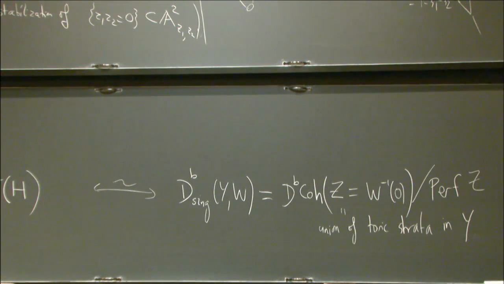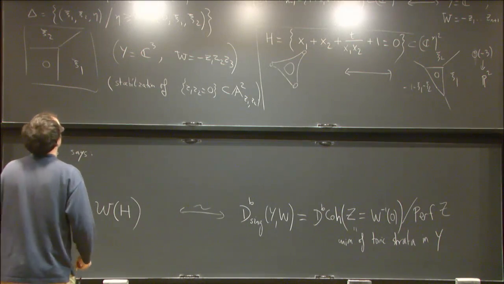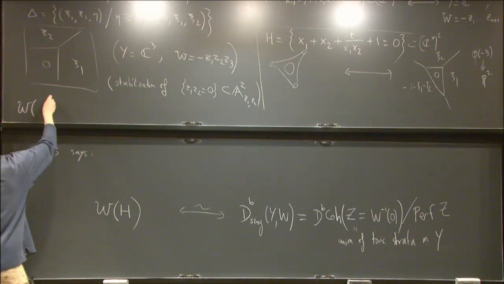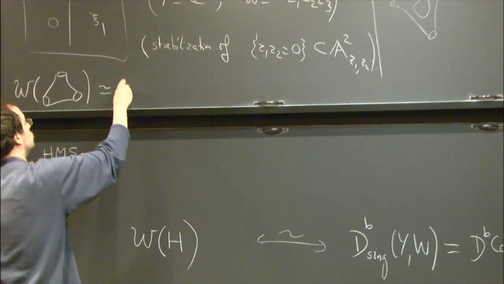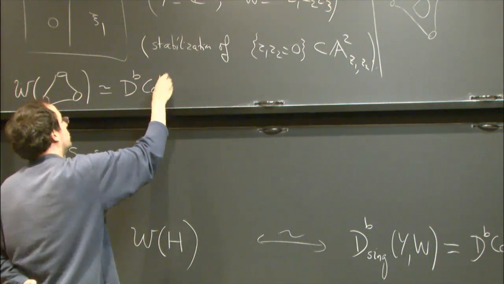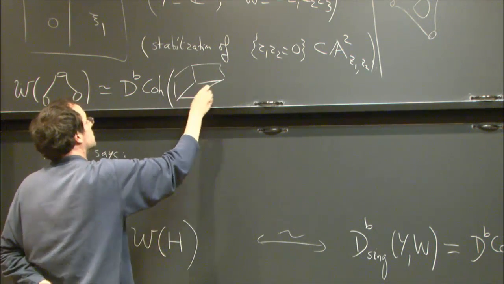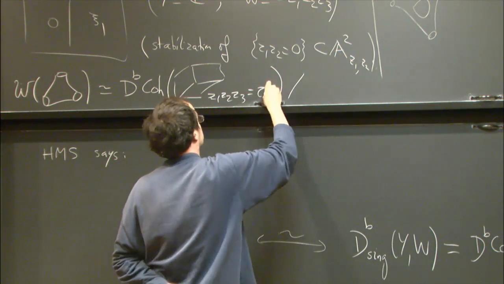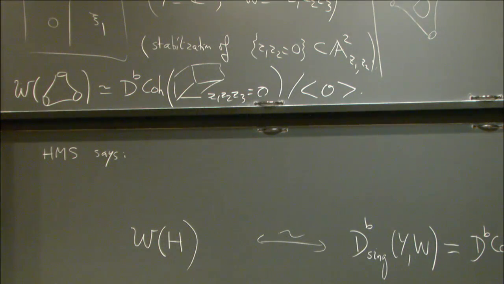Okay? So in an example like the pair of pants, the statement is the wrapped Fukaya category of a pair of pants should be equivalent to coherent sheaves on the central fiber, which is z1 z2 z3 equals 0 in C^3, mod perfect complexes, which are generated by just the structure sheaf.